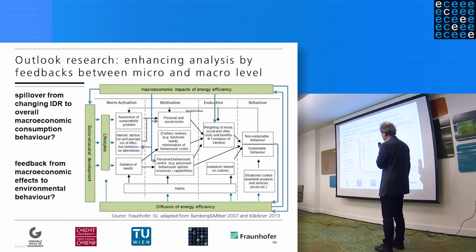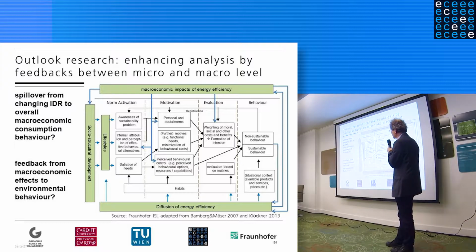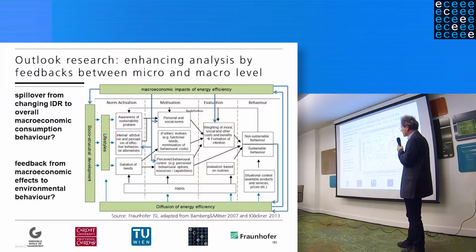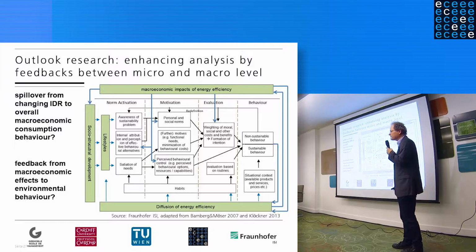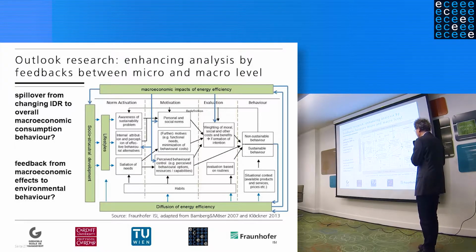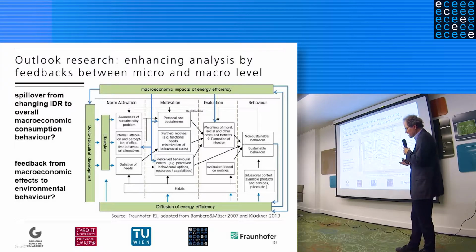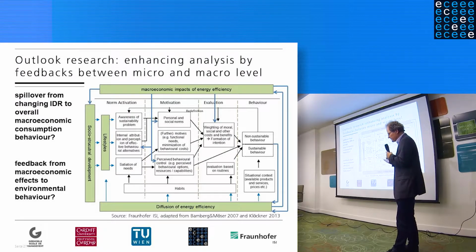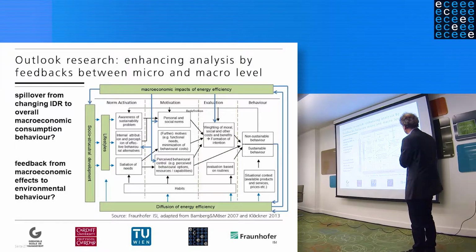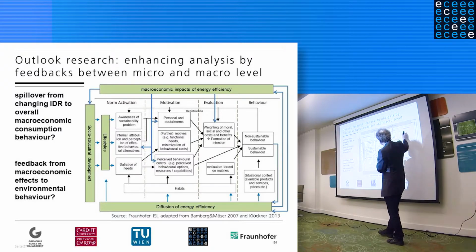Is there perhaps then a spillover on macroeconomic consumption behavior which would actually change the economic model? And the second issue: what about feedbacks from macroeconomic effects to environmental behavior? We know a lot of what environmental psychologists tell us, that there is an adjustment depending on the outcome of behavior on future behaviors, this little feedback.